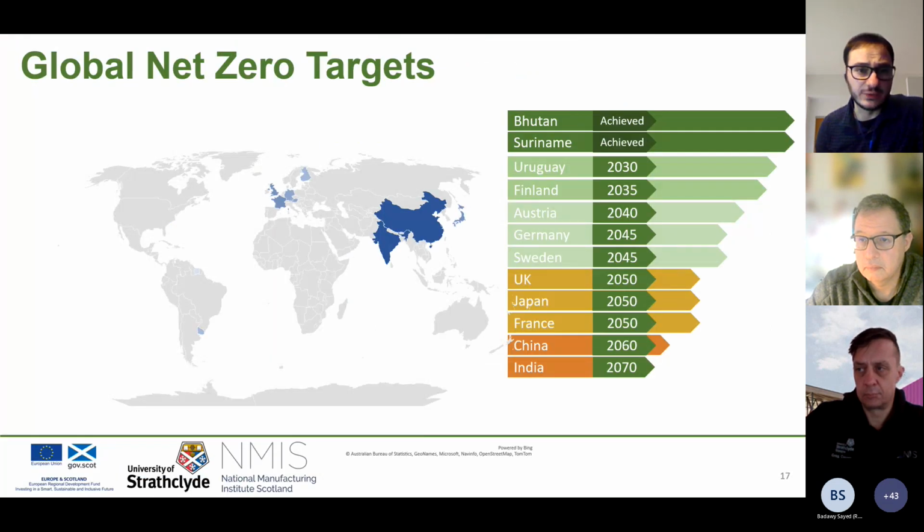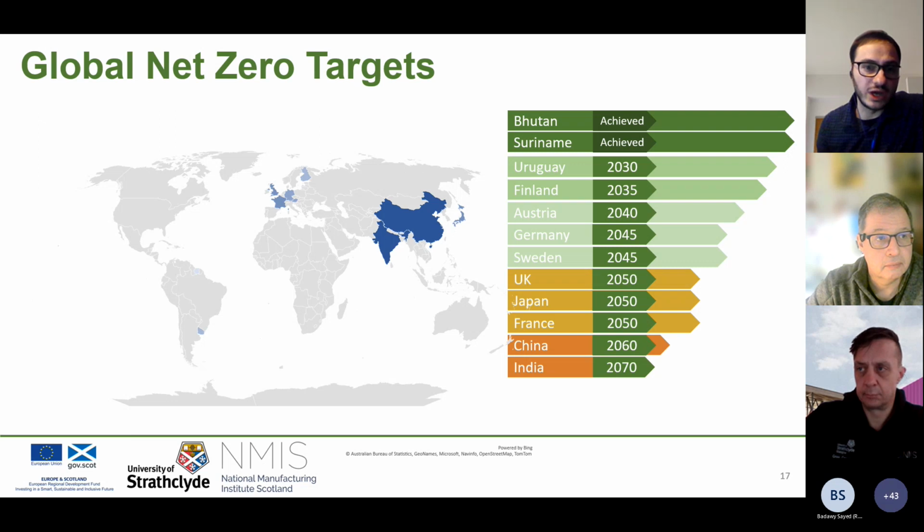So a global example: the only countries in the whole world up to now are Bhutan and Suriname that have managed to achieve their net zero targets, and actually they're carbon negative. That means that they remove more carbon than they actually produce.